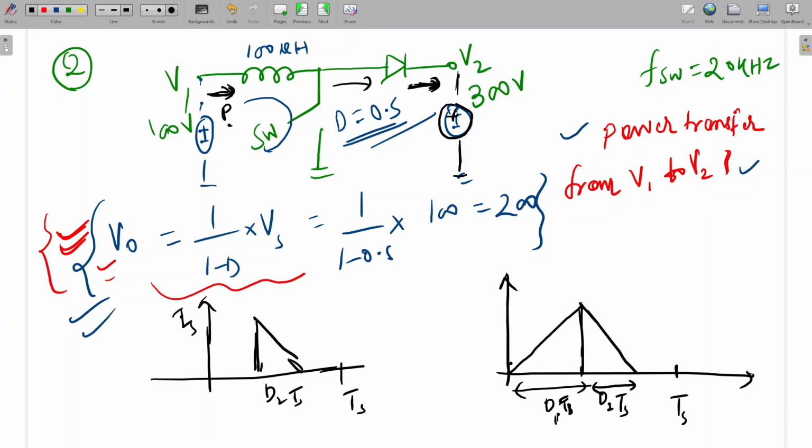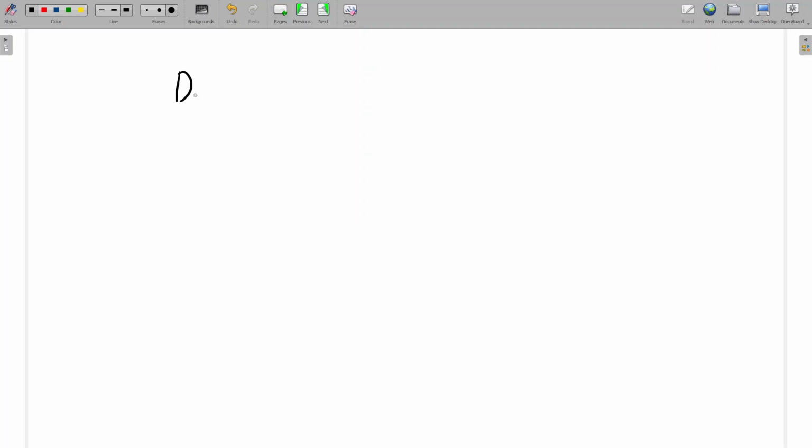Okay. So for this one, first we have to calculate the value of D2. What will be the value of D2? D1 is already given. Okay, this is D1, the on time of the switch, already given. We have to calculate the D2 value. So how can we calculate it? Let's say we can write the average volt-second balance. So VL during on time.